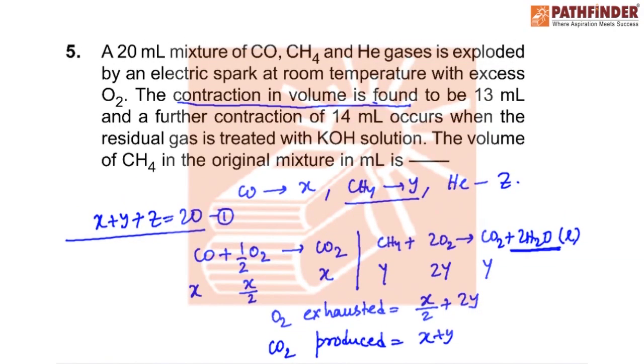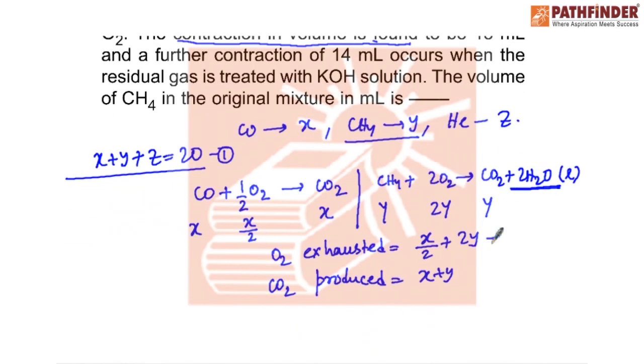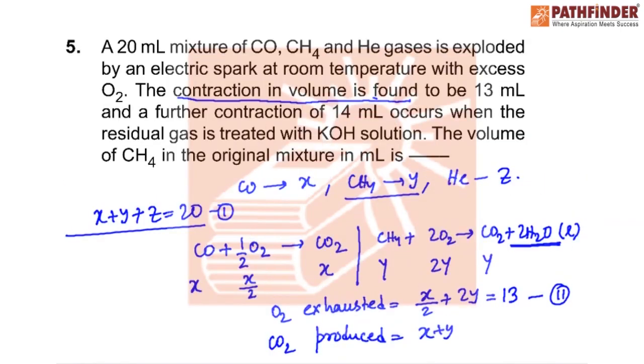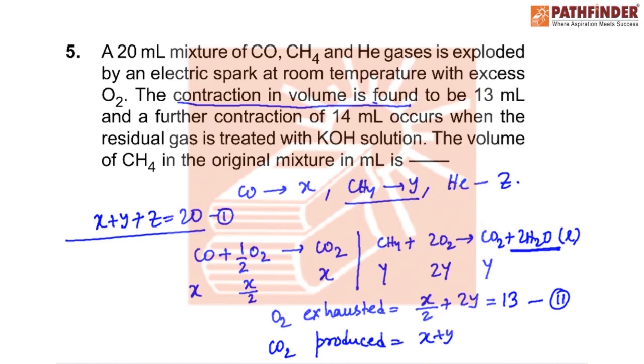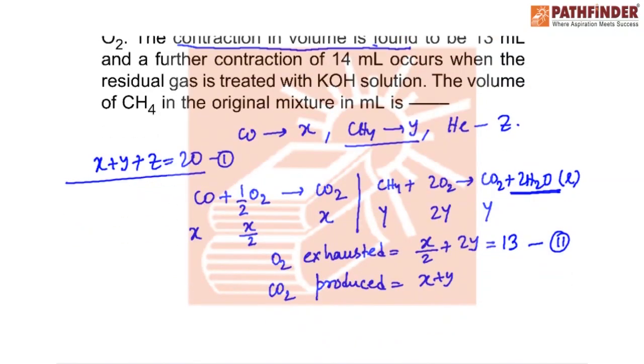Now moving to the next part of the problem, it says the contraction in volume is found to be 13 ml. So the first contraction of volume is 13 ml, so the O2 exhausted equals 13. We get equation 2. And a further contraction of 14 ml occurs when the residual gas is treated with KOH. As we have learned, the second volume contraction is due to the absorption of CO2 by KOH. So the CO2 produced is absorbed by KOH, and the volume contraction is 14. We have got another equation. So we have two equations in x and y, and we can easily calculate. We find y equals 4 ml and x equals 10 ml.